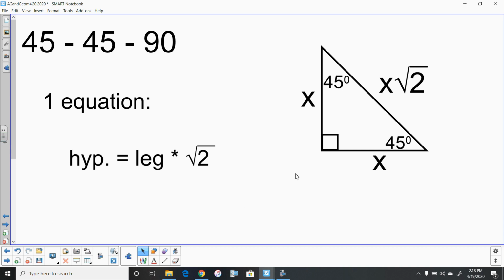But the shortcut here is that in the 45, 45, 90, these two angles are the same, which means the legs are the same. In other words, it's the isosceles right triangle. So if I know one of the legs, I immediately know the other leg. And I could just do that leg times root 2 to get the long side. It'll make more sense.